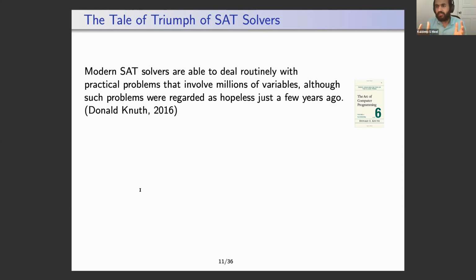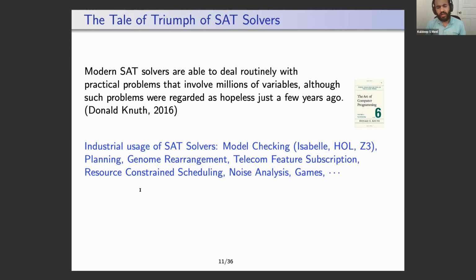He says that the modern SAT solvers are able to deal with problems that were regarded as hopeless just a few years ago. As I speak, the solvers find applications in a wide variety of areas, such as if you want to do a telecom feature subscription, well, there's a SAT solver running behind it, for planning, noise analysis, games, model checking, and so on. And at this point, about 8 years ago, we said that, well, now that SAT is easy, it is time to look beyond satisfiability.